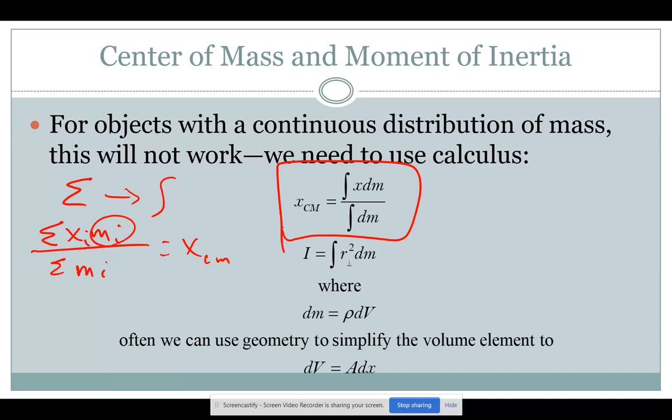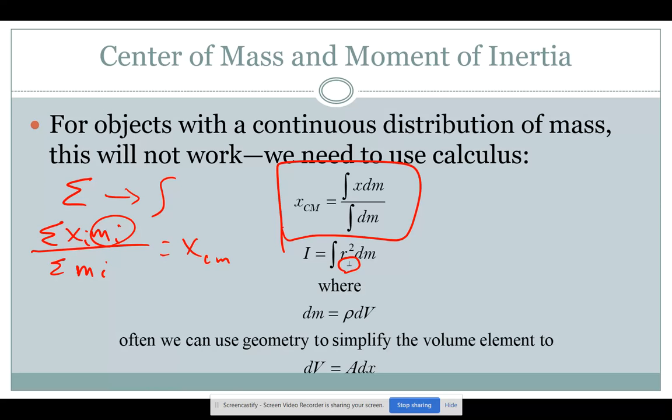If we're doing moment of inertia, it's basically the same thing. It's the integral of r squared dm. Notice I put a little perpendicular sign there. In moment of inertia, the r is the radius from the axis of rotation to where the mass is. It's not the radius from a point to where the mass is, but from an axis of rotation to where the mass is.